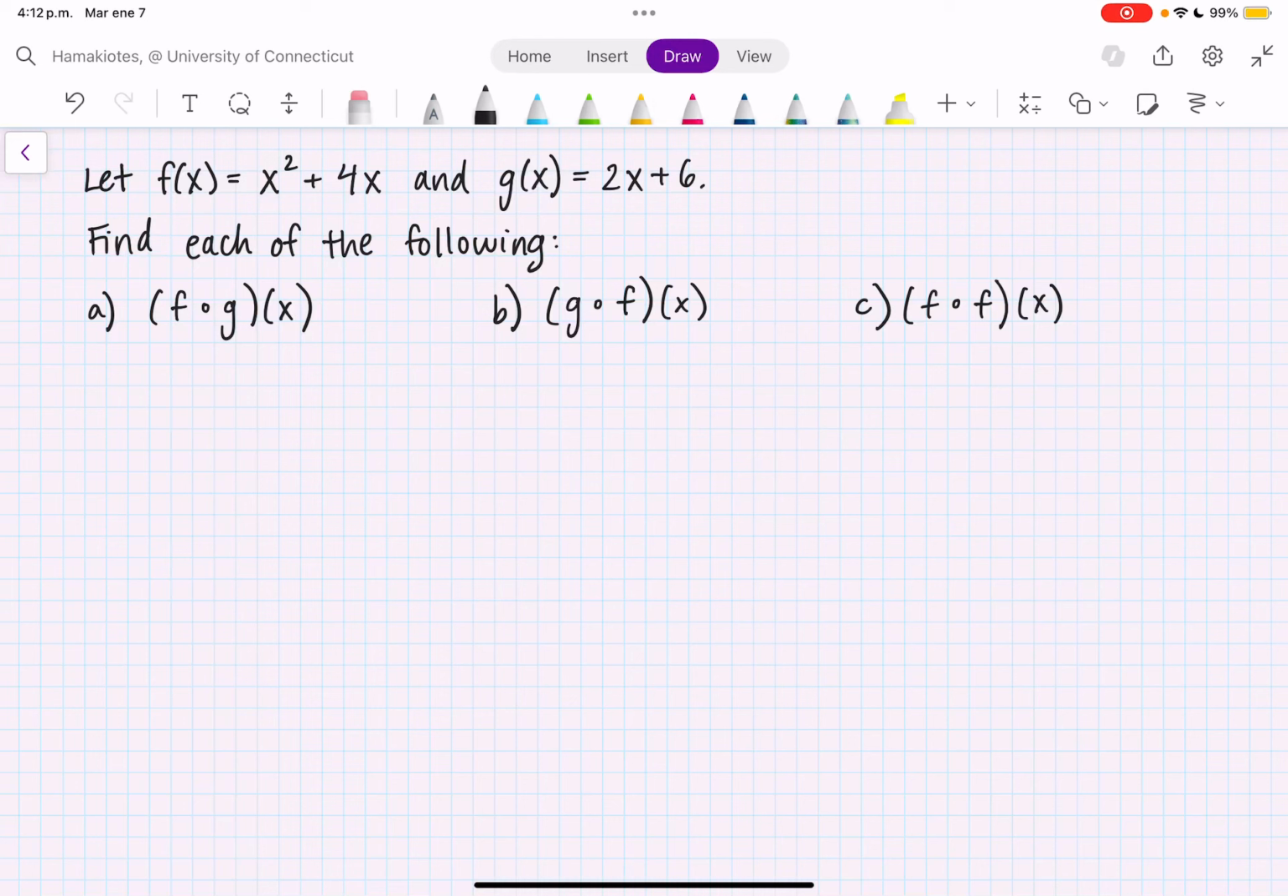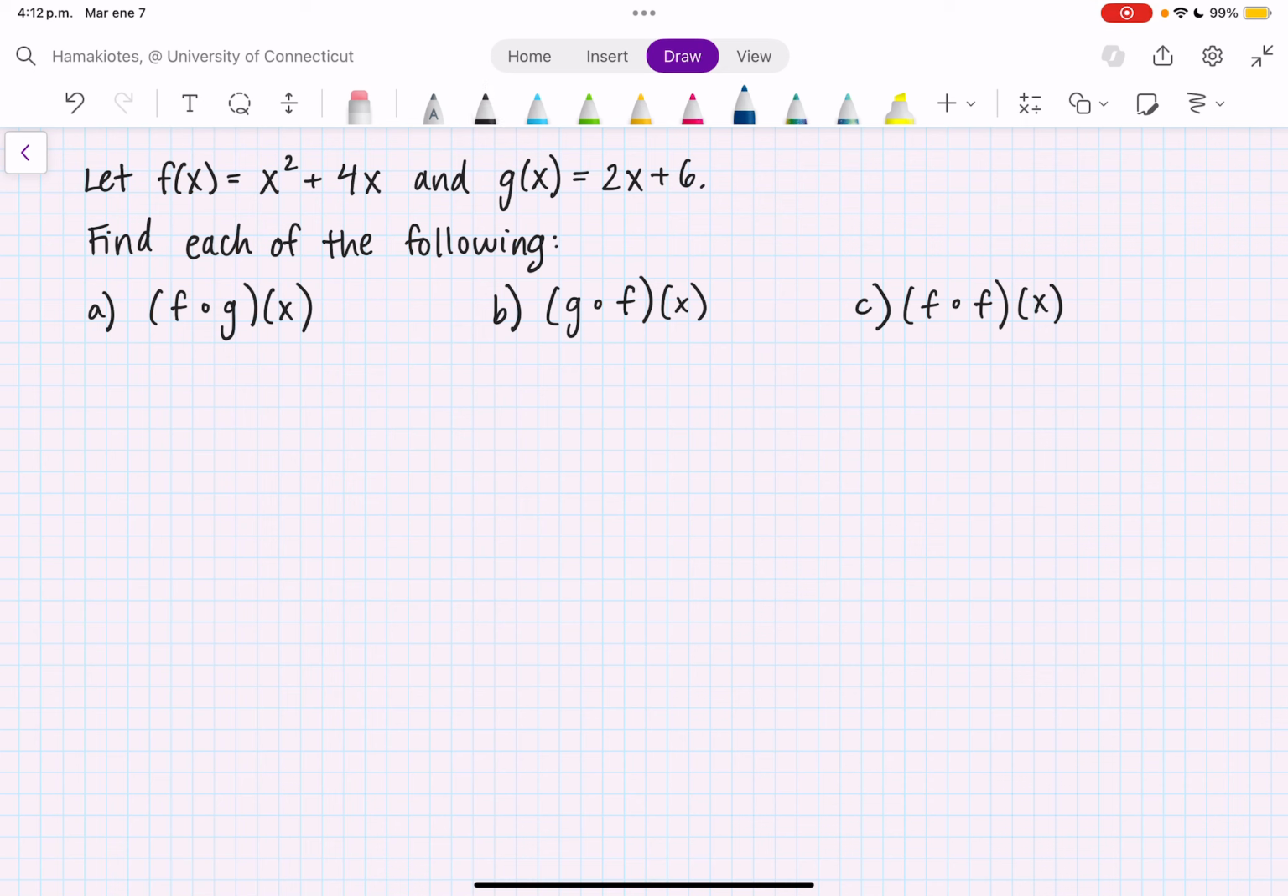In this video, we are going to practice taking the composition of functions. So let f of x equal x squared plus 4x and g of x equal 2x plus 6. Now we want to find each of the following. First, we want to find f composed with g of x, then g composed with f of x, and lastly f composed with f of x.